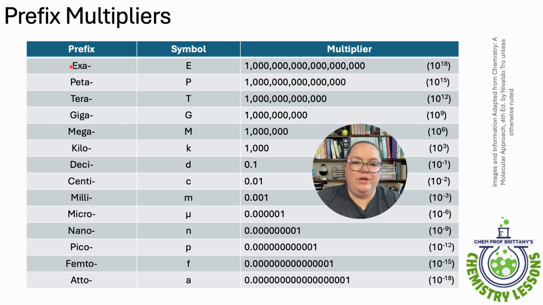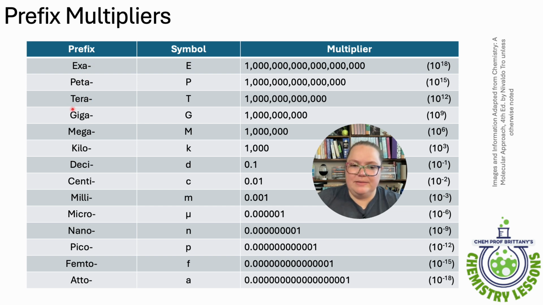We start with really, really large prefixes like exa, which is 10 to the 18th. So that's a million million million, lots, many. And you can see that here. So an exagram, if I were to say exagram, I'm talking about like the mass of a planet or something like that. It's crazy. So really, really big.